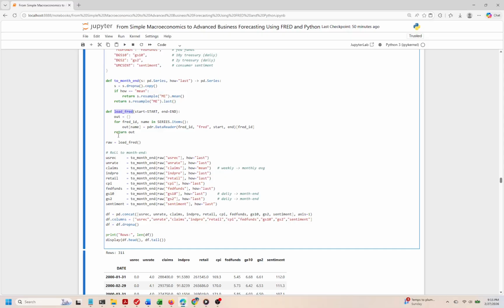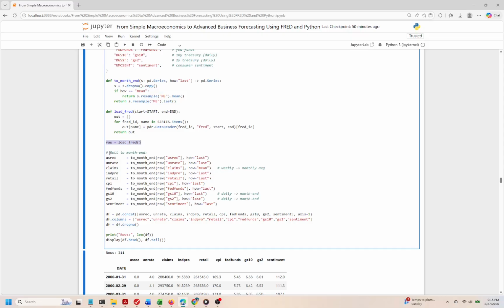Once we load these economic indicators from the Federal Reserve Economic Data, we process each series to ensure they're aligned on a monthly basis. The consolidation step is equally important, as we combine all these processed series into a single data frame, ensuring we only keep entries with complete data to avoid any biases or misleading signals in our analysis.